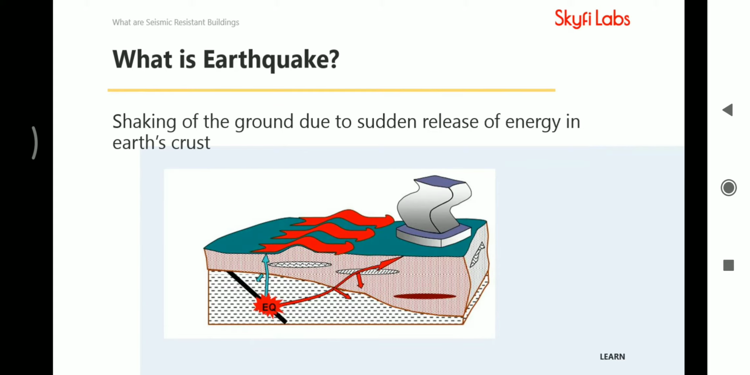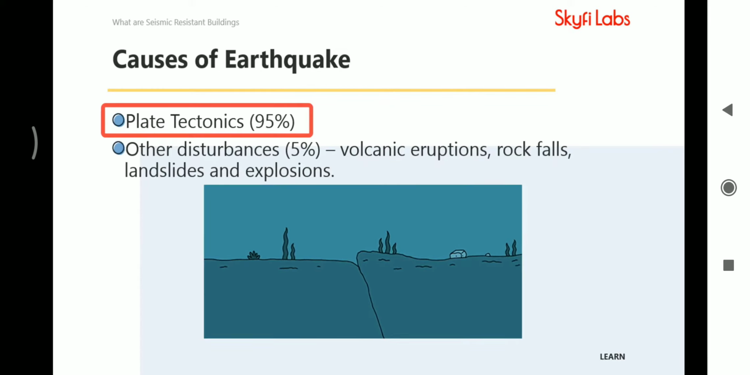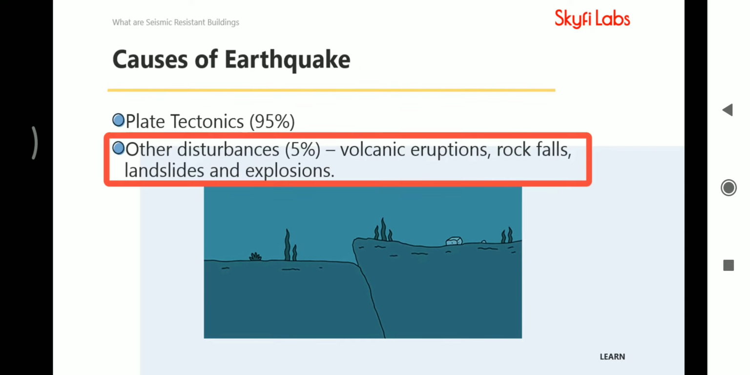Every year, tens of thousands of earthquakes occur all around the world. Some cause tiny tremors, and some cause death and destruction, while some go undetected due to very low magnitude. Few earthquakes occur in remote regions which are uninhabited. 95% of earthquakes are caused by disturbance in plate tectonics. The remaining 5% are caused by other disturbances like volcanic eruptions, rock falls, landslides, and explosions.